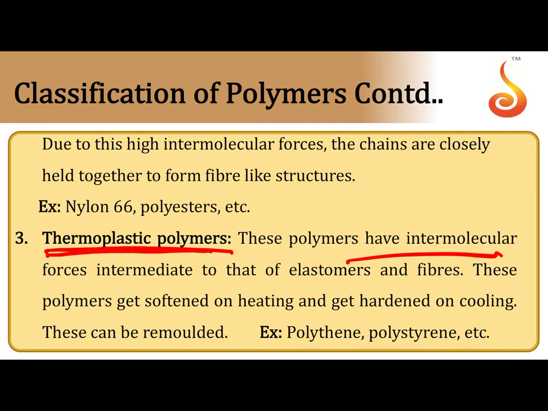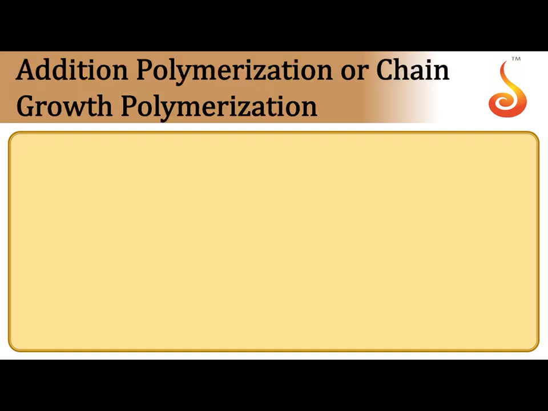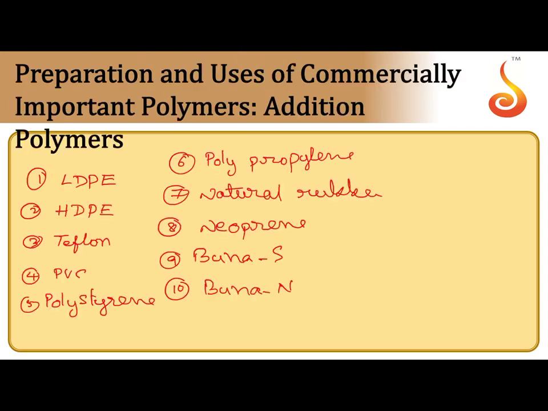On heat treatment, we can change the shape of the polymer. So thermosetting polymers, once it sets to a particular shape, remolding is impossible. Example, bakelite.